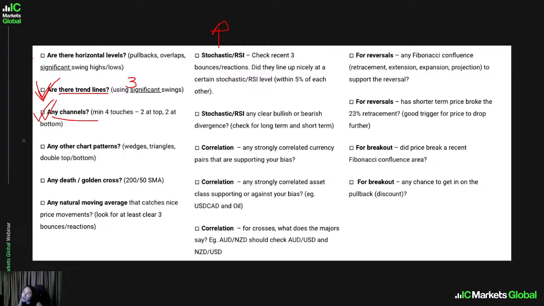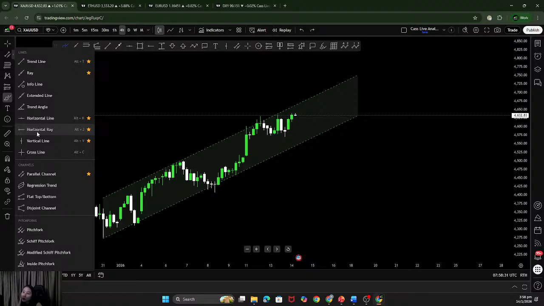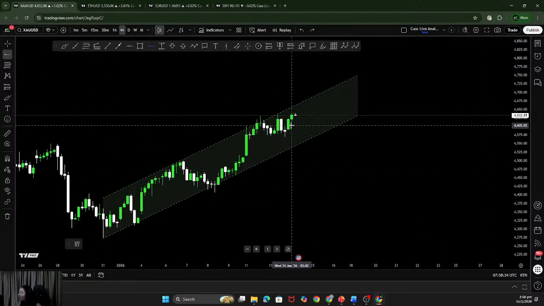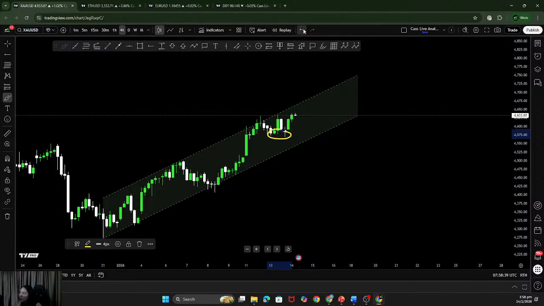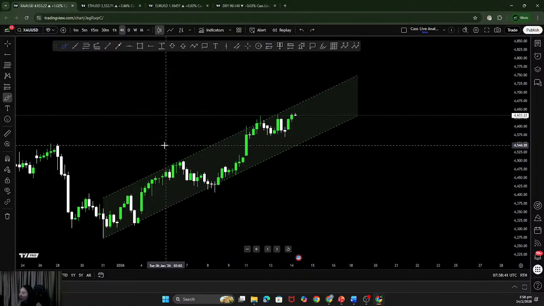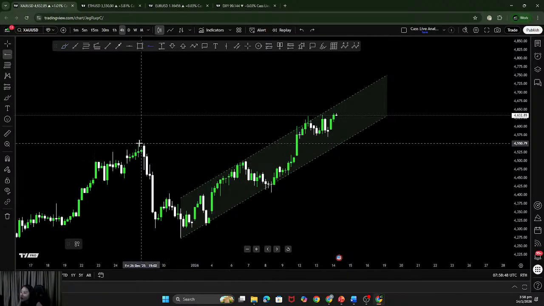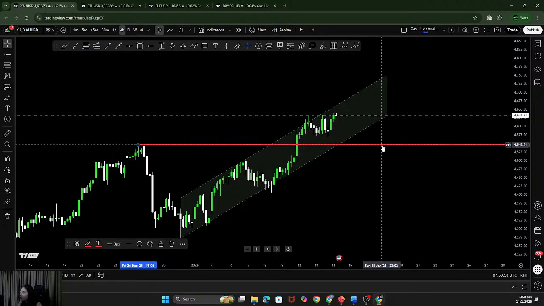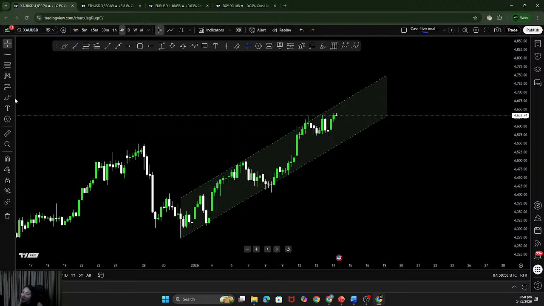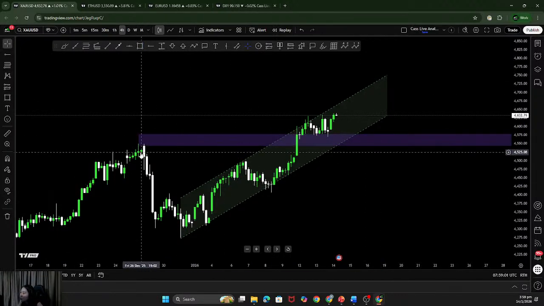Okay, so once that is done, I now need to pull out my horizontal levels. Let's pull out the horizontal ray. What am I identifying? Swing lows and swing highs. That's all I'm identifying. Swing highs, swing lows, overlaps. That's all I am identifying, honestly. If you guys remember what I always say, support and resistance is never one single line. It is always a zone.